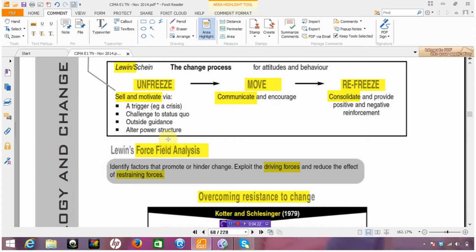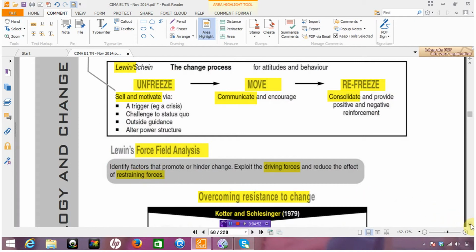Now, what he suggests that we do, and again, it's a fairly simplistic idea, is that obviously we exploit the driving forces for change and encourage them and push them, and try as far as possible to reduce the restraining forces. Okay, so pretty simplistic, easy to remember, hopefully, and if that comes up in the exam, that should be a question or an area that you should be easily able to apply your knowledge to. Okay.